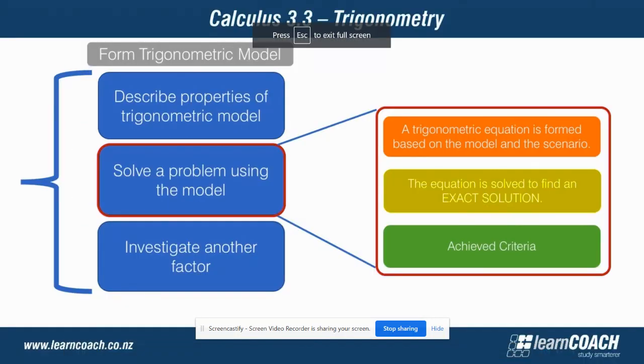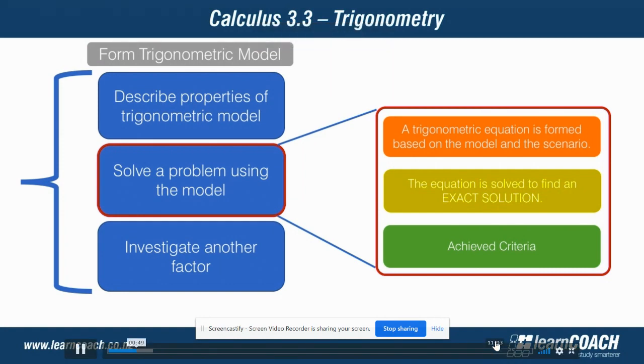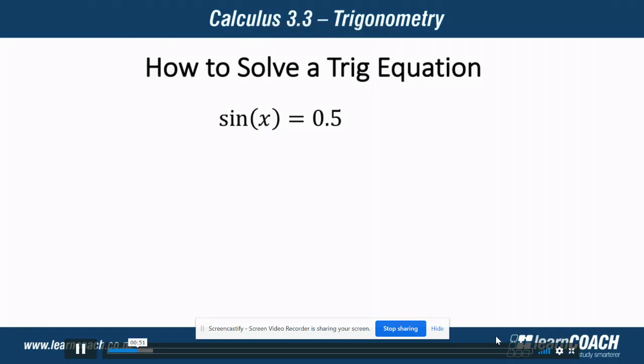and the equation solved are both needed together in order to meet the achieved criteria. So let's have a look at how we solve a basic trigonometric equation. Here we have a very simple one, sine x equals 0.5.